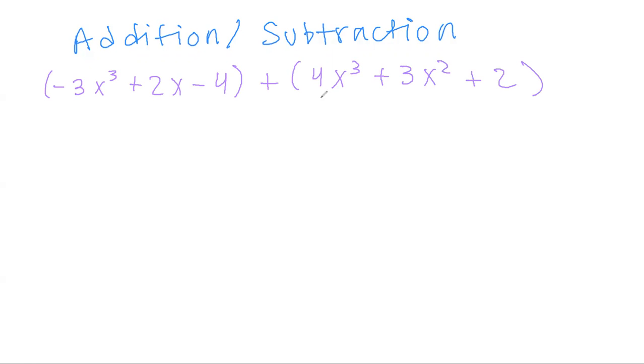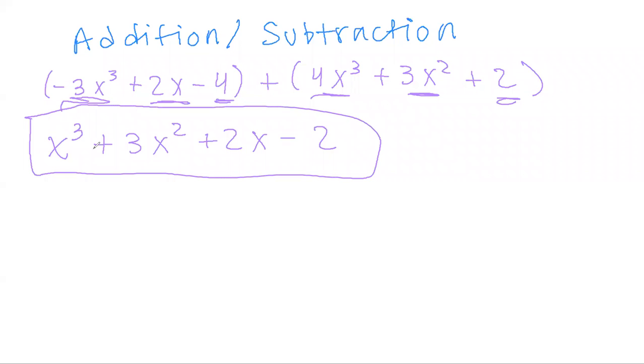So again, I'm just going to collect like terms. So negative 3x cubed plus 4x cubed, negative 3 plus 4, so that's just an x cubed. The next highest power is a 3x squared, and since that's the only one there, I can just bring that to plus 3x squared. Same thing with the 2x, I can't combine it with anything, so I just bring that down. And lastly, I have negative 4 plus 2, which is just negative 2. So that's my answer here.